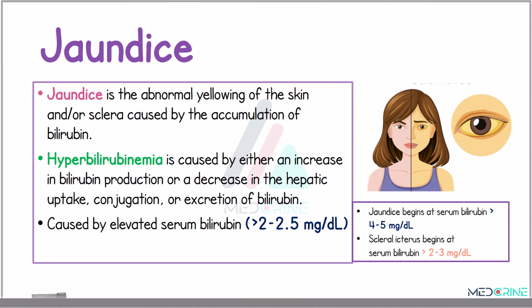Jaundice is defined as an abnormal yellowing of the skin or the sclera that is caused by an accumulation of bilirubin. It becomes clinically visible when the serum bilirubin levels exceed 2 to 2.5 mg per deciliter. Hyperbilirubinemia is caused by either an increase in bilirubin production or a decrease in hepatic uptake, conjugation, or excretion of bilirubin.